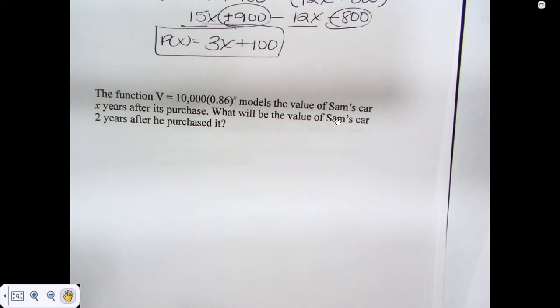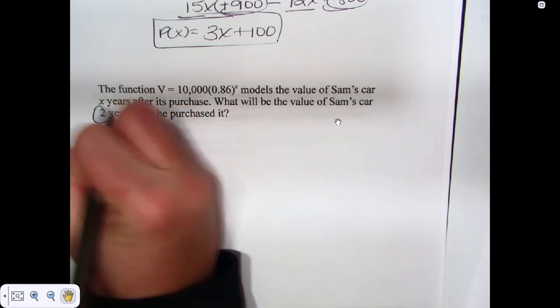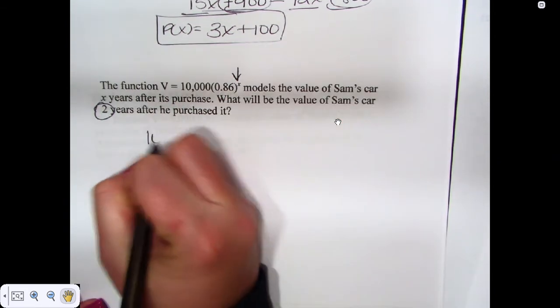Okay, so let me get to the calculator on my phone. It says the function V equals 10,000 times 0.86 to the x models the value of Sam's car x years after its purchase. What will the value of Sam's car be 2 years after it's purchased? They want to know that, so we're just going to plug that in for x.